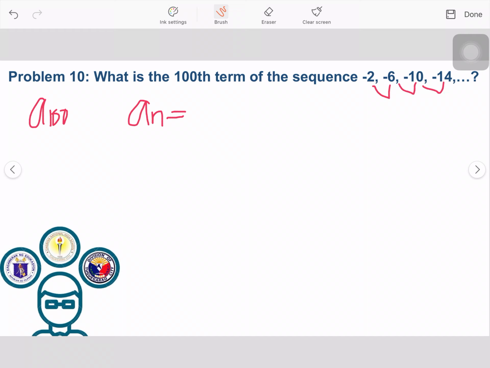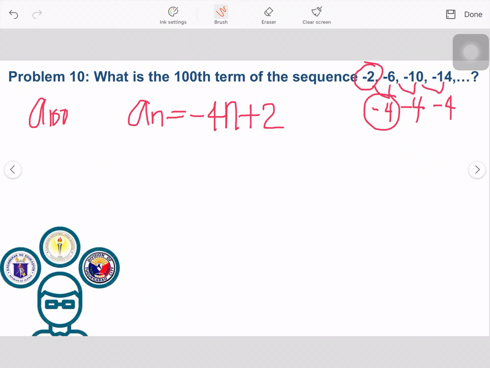The first thing that we do is we get the common difference of this. So negative 6 minus negative 2 will give me negative 4. Negative 10 minus negative 6 will also give me negative 4. And negative 14 minus negative 10 is also equal to negative 4. So we write now the explicit form as negative 4 times n. And then we subtract negative 2 minus negative 4 will give me positive 2.